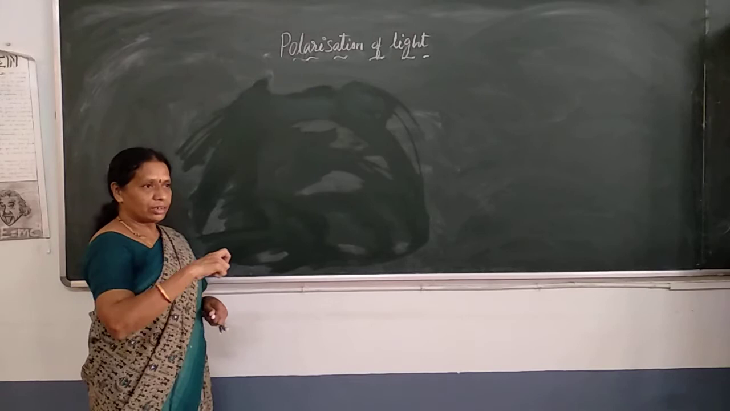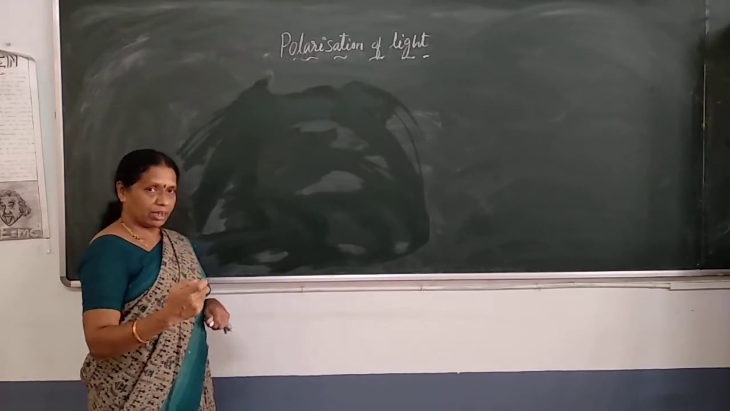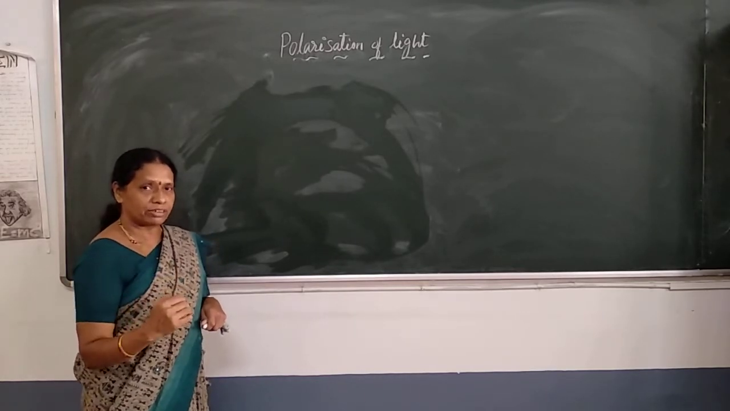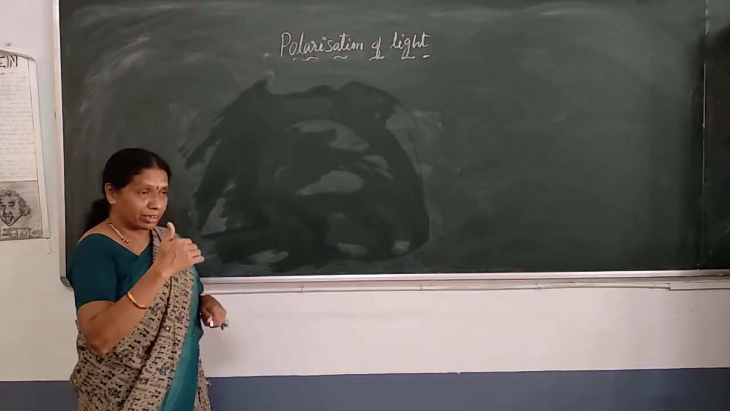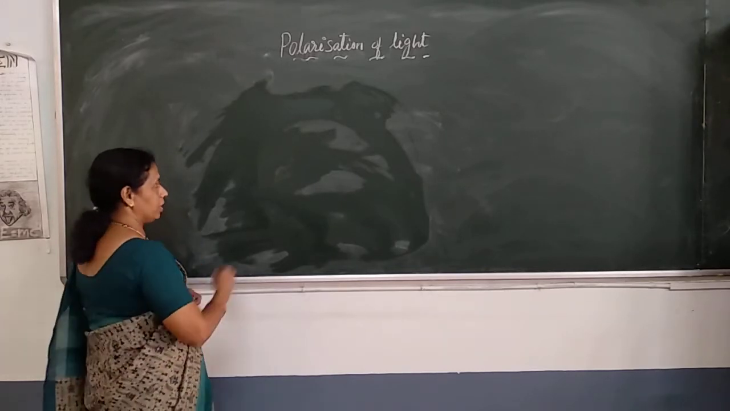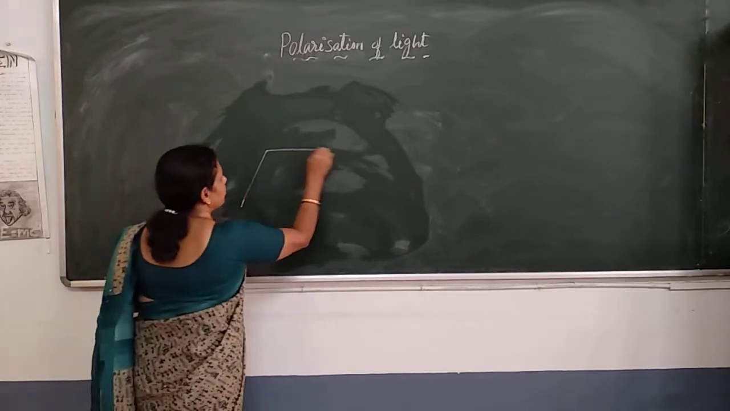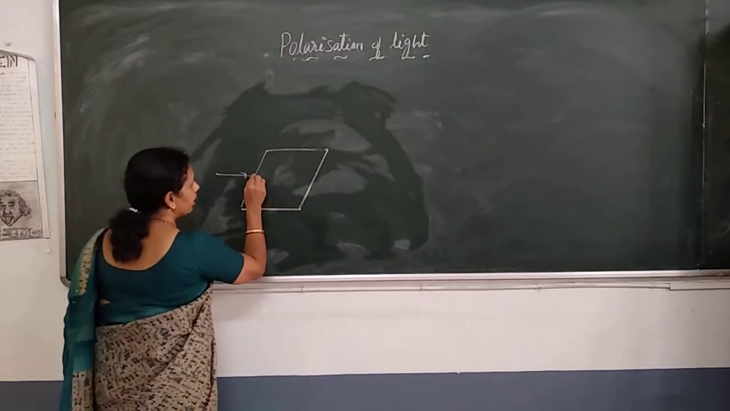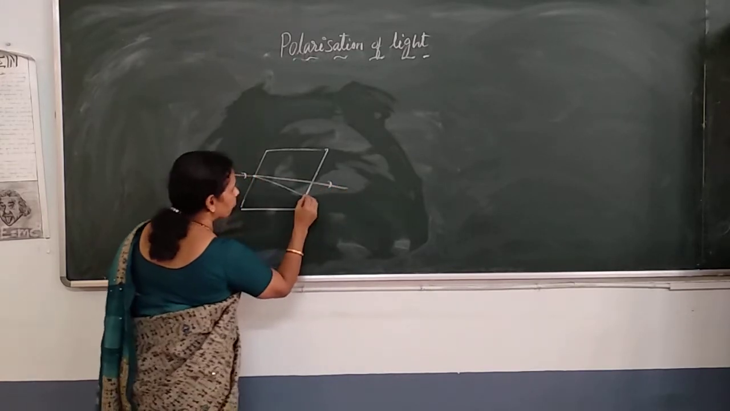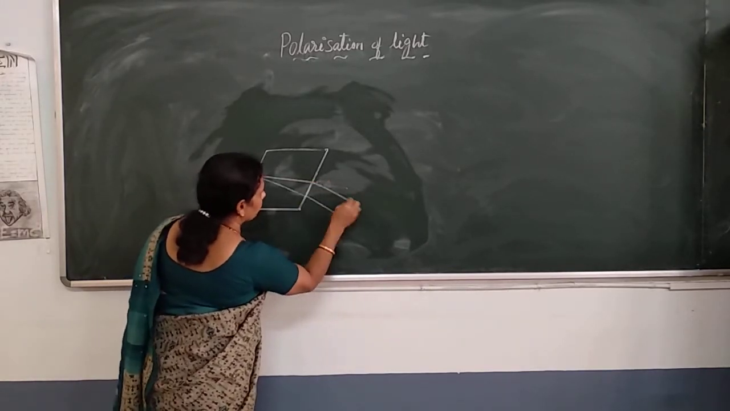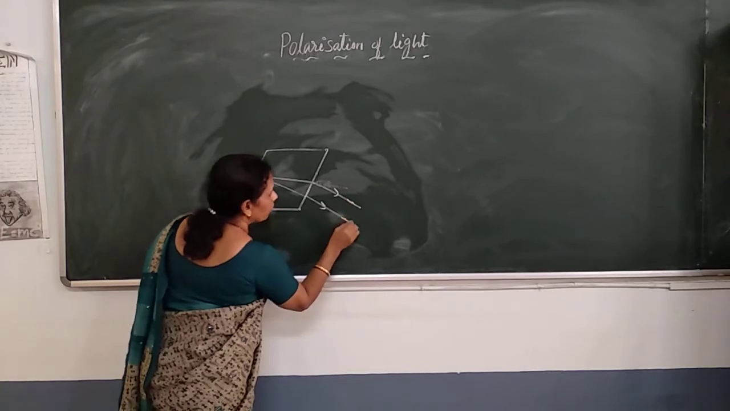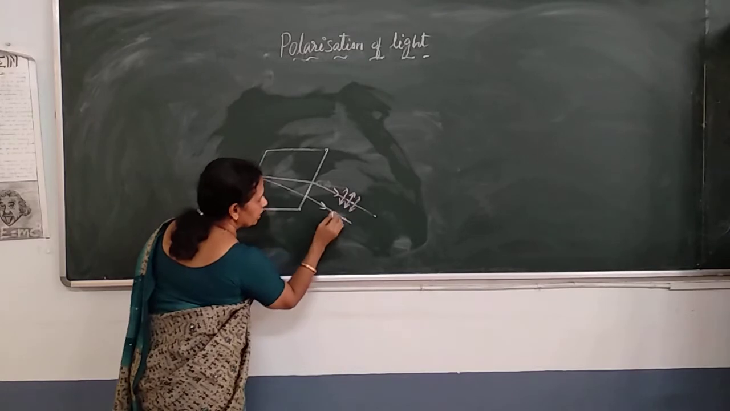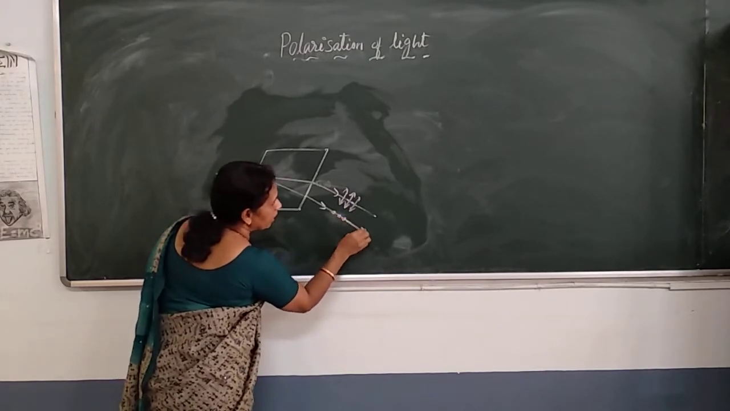The two rays obtained after this splitting, after this double refraction, are found to be completely plane polarized with vibrations at right angles to each other. Vibrations in planes perpendicular to each other. Suppose this is a crystal. The light is incident on this. Light splits into two rays, one having vibrations parallel to the plane of incidence, the other having vibrations perpendicular.